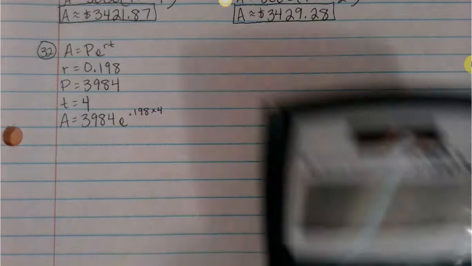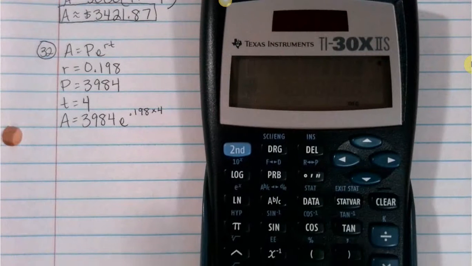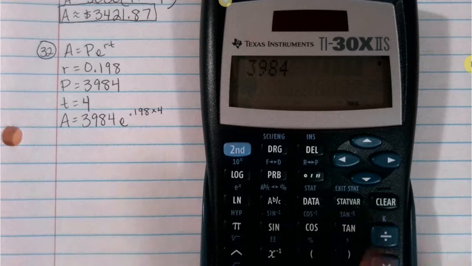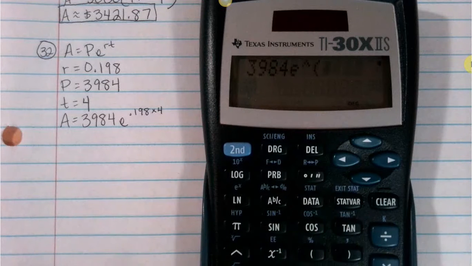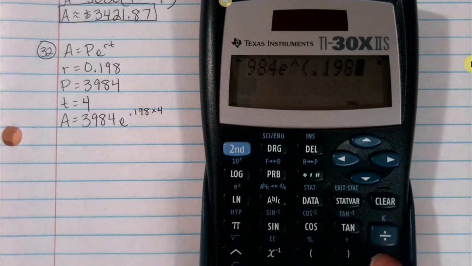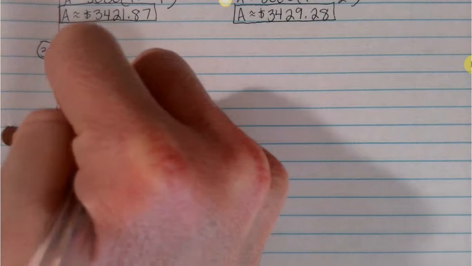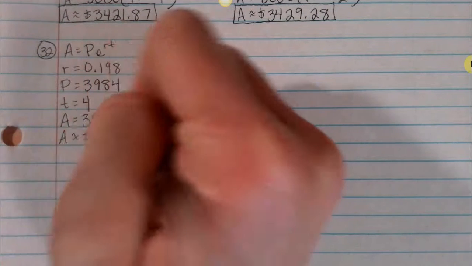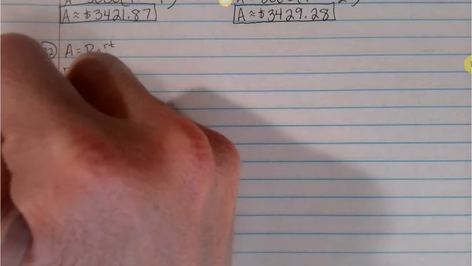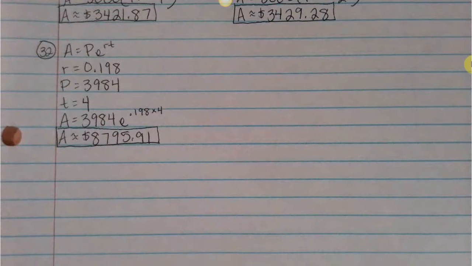Now what that would look like to get it in our calculator is we'd have 3984 second ln to get the e and the exponent, and then 0.198 times 4, and to the nearest cent we're looking at $8,795.91 is what that 3984 would grow to after 4 years.